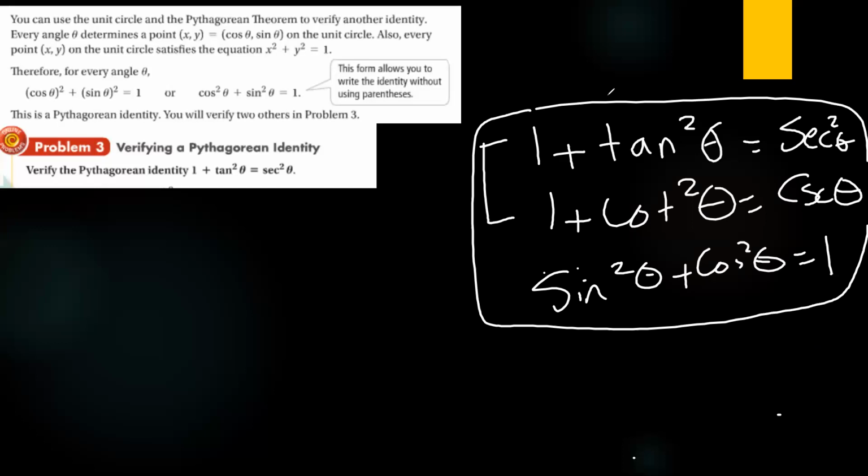Now, let's come back to problem 3 here in order to verify that 1 plus tan squared is secant squared. 1 plus, now tan, we know tan is sine over cosine. And we know that secant is 1 over cosine.